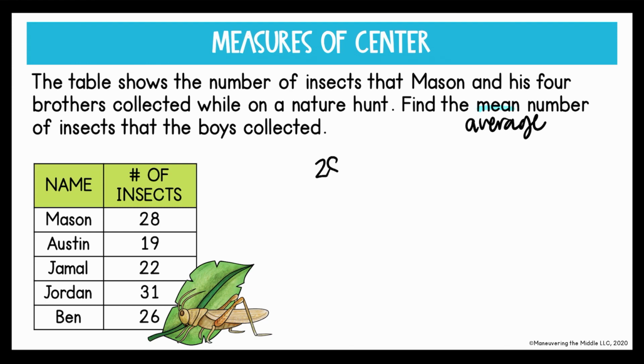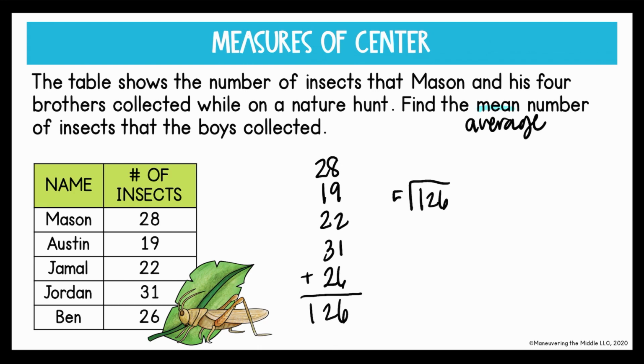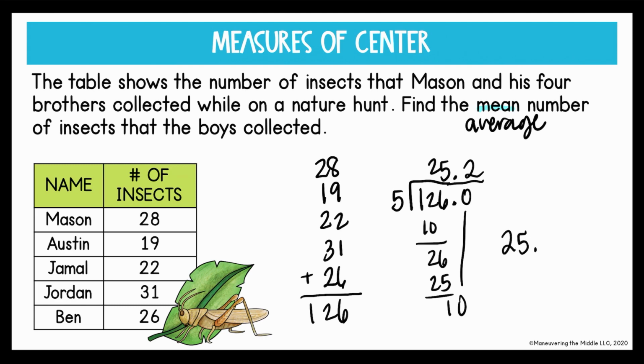So I'm going to find the sum of 28, 19, 22, 31, and 26. When I add that all up, I'm going to get 126. And then I'm going to take 126 and I'm going to divide by 5. And I can see that I will get 25. Bring my decimal up, excuse me. And I'll have that the average number of insects, or the mean number of insects, was 25 2/10 insects.